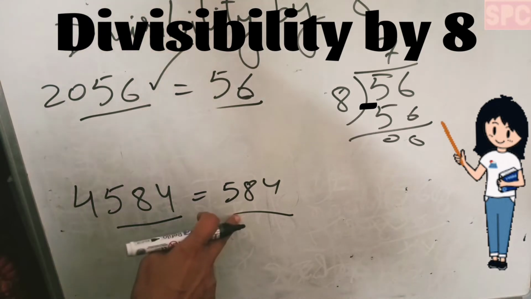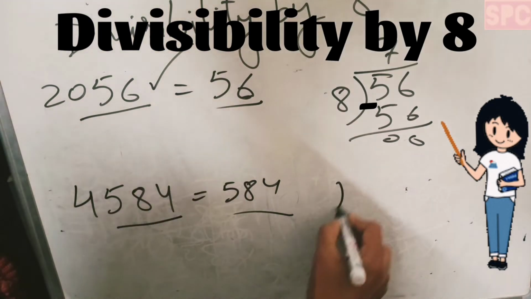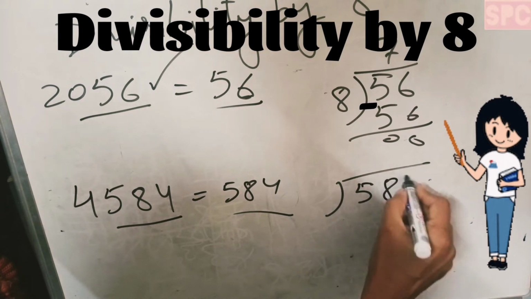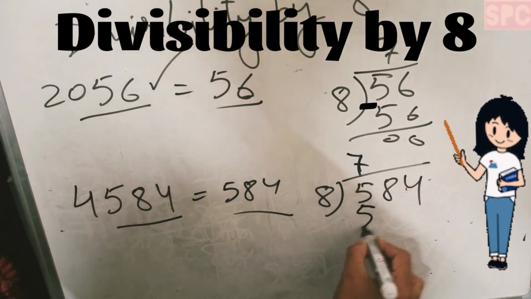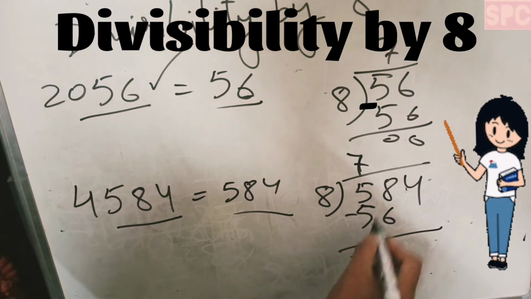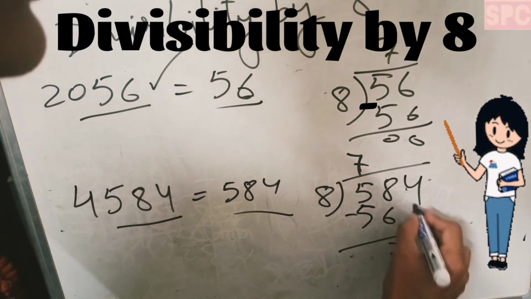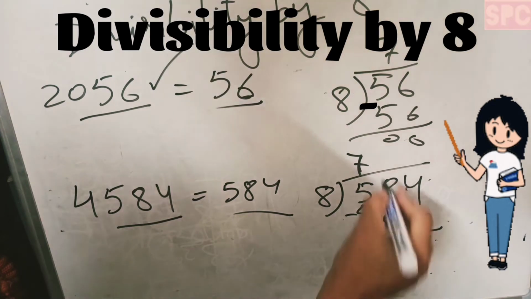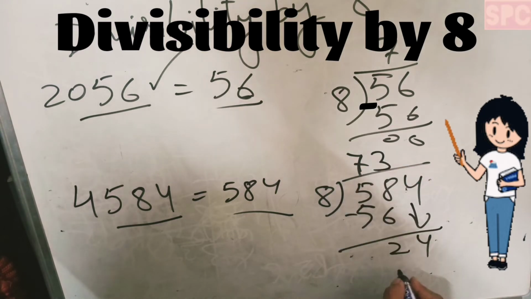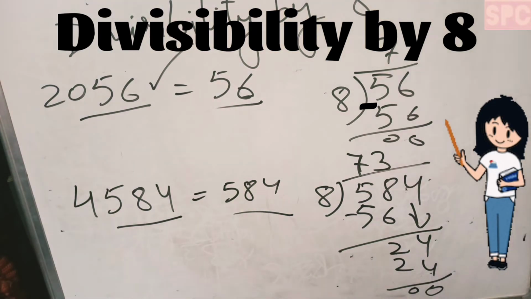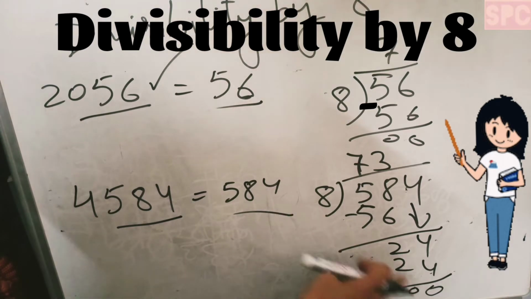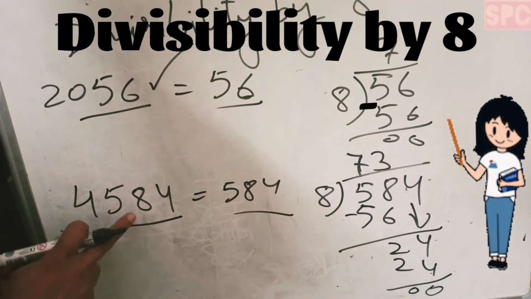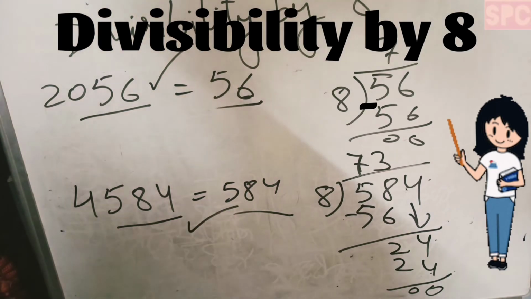Now let's check the same thing for 584. 5 sevens are 56. Here after subtracting we will get 2. This 4 will come down. 8 threes are 24. So here also we have got 0 in the remainder. So as 584 is completely divisible by 8, that is why 4584 is also completely divisible by 8.